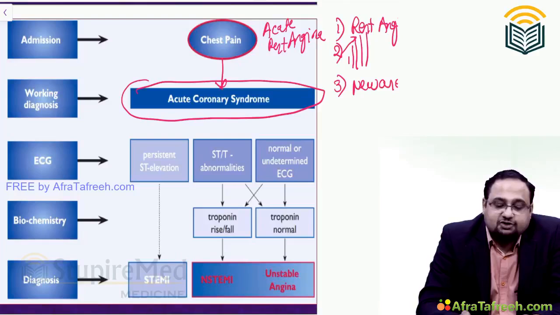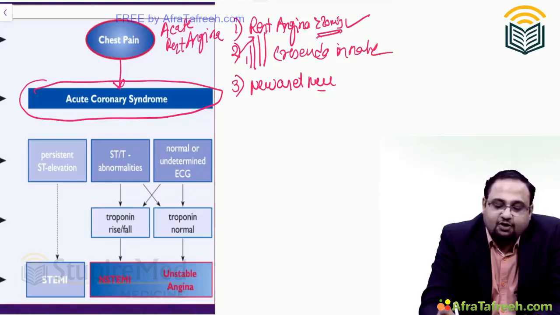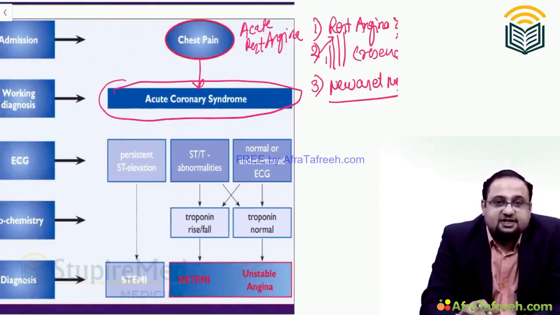How will you diagnose acute coronary syndrome clinically? Rest angina should be more than 20 minutes. The angina should be crescendo in nature. It should be new onset and of a new variety. If this is there, you should admit such patients.